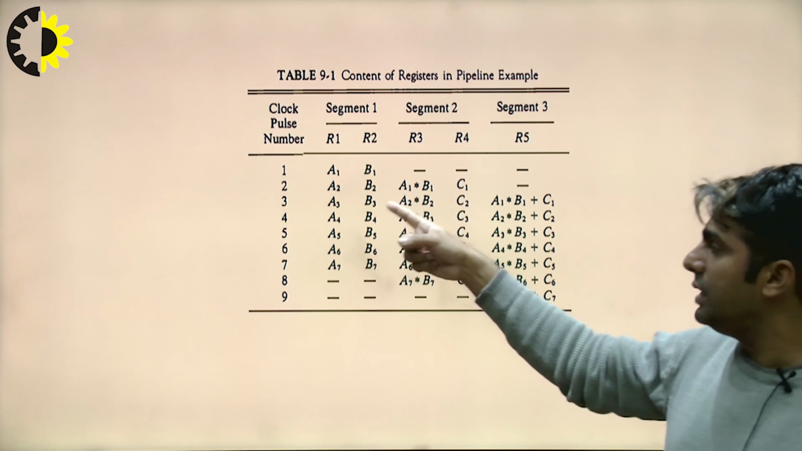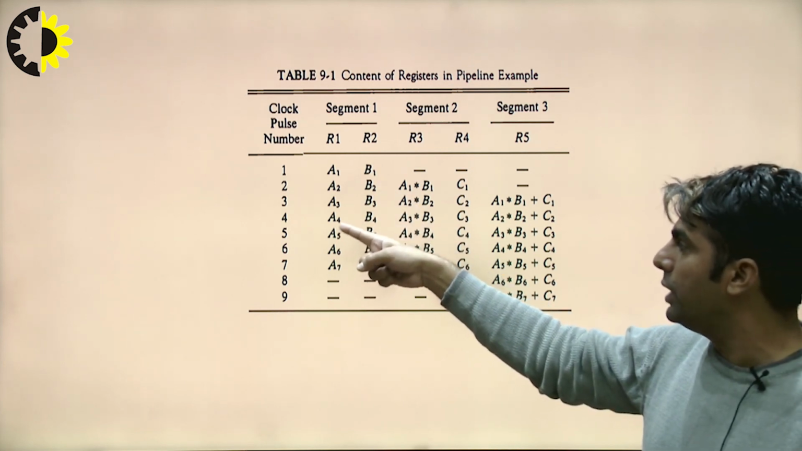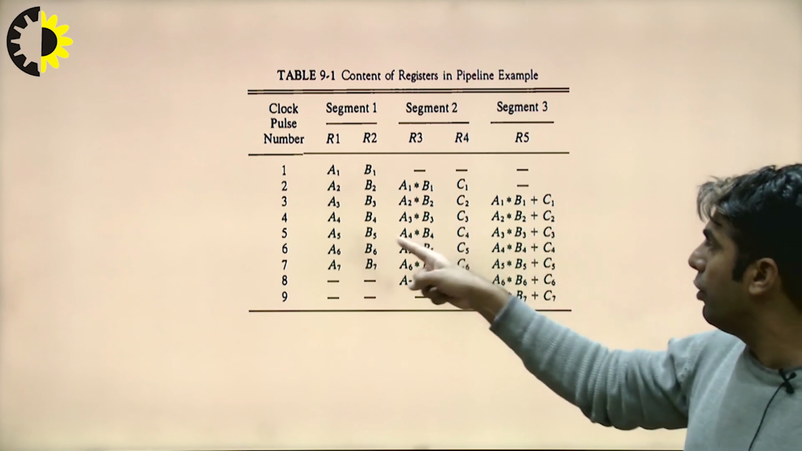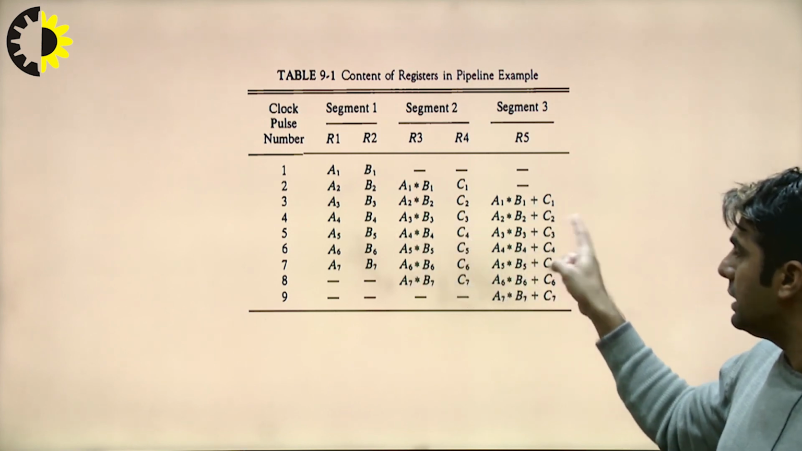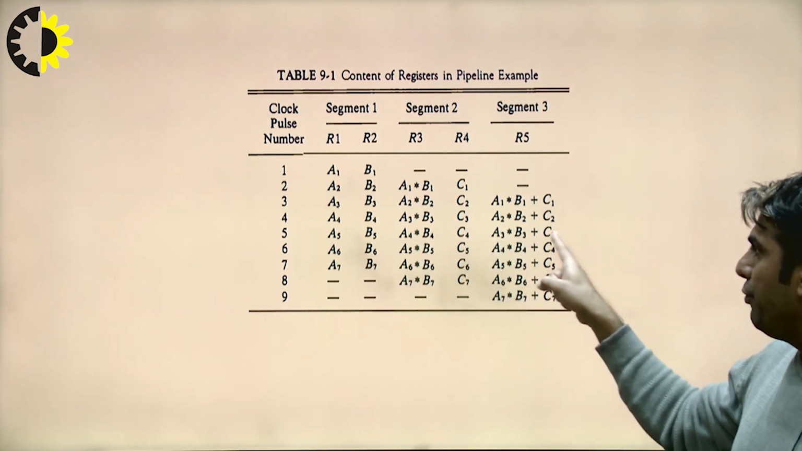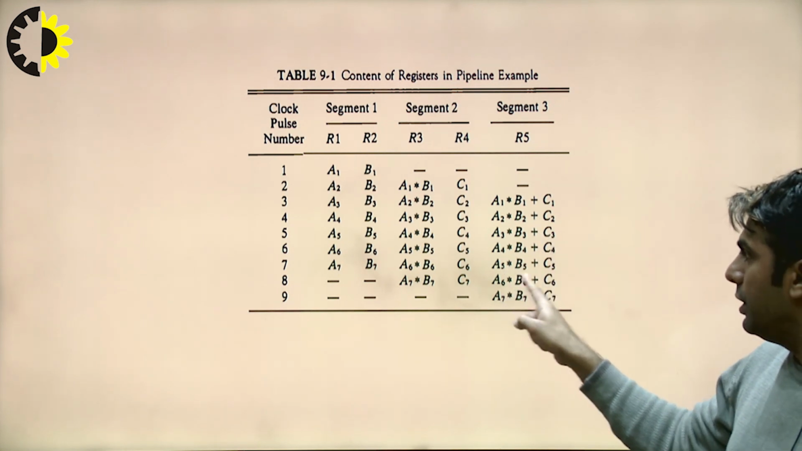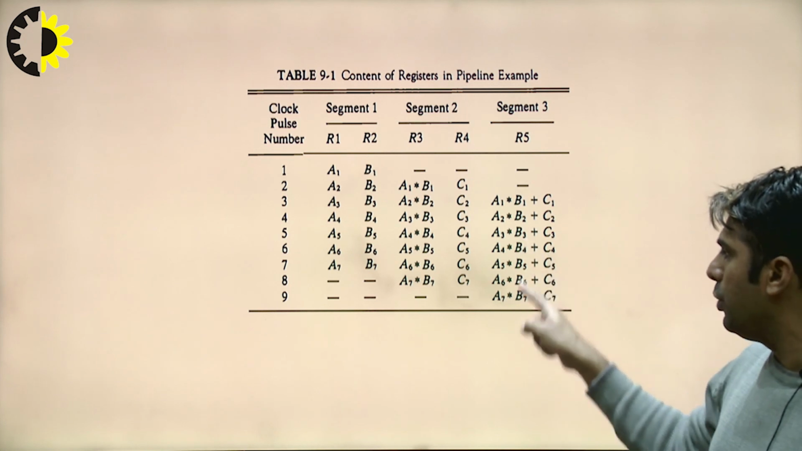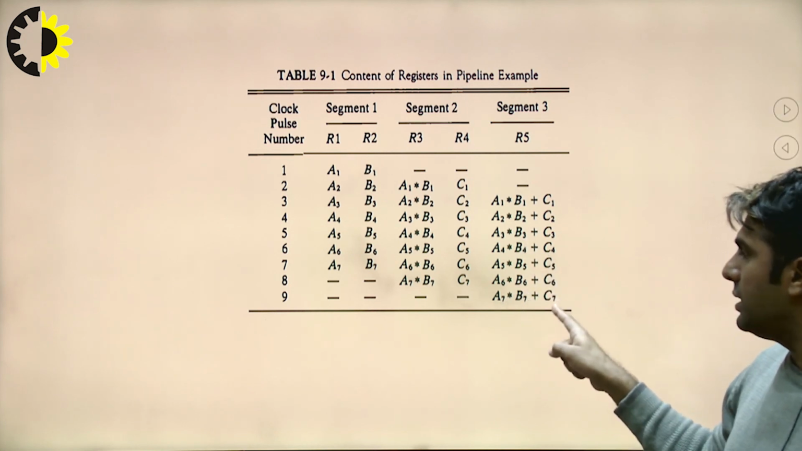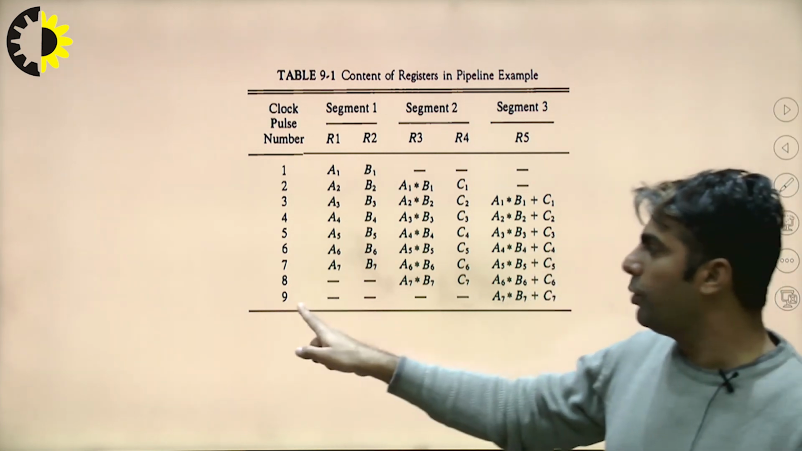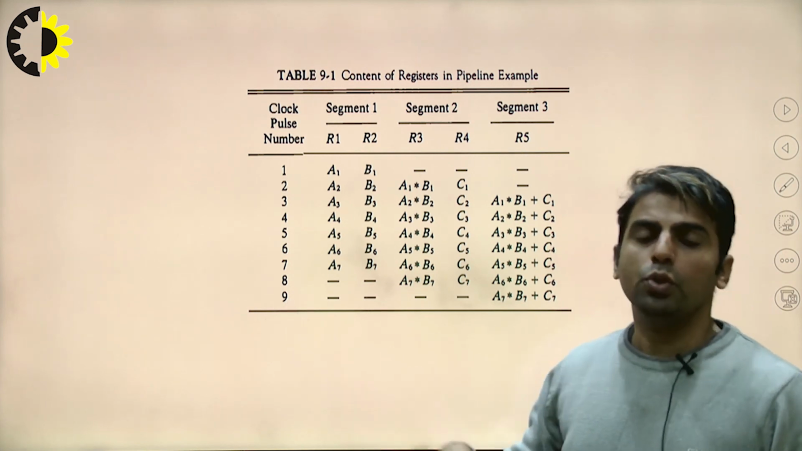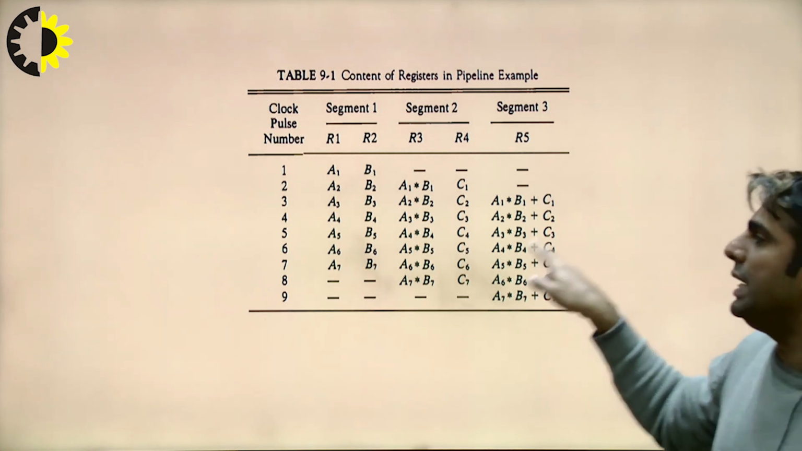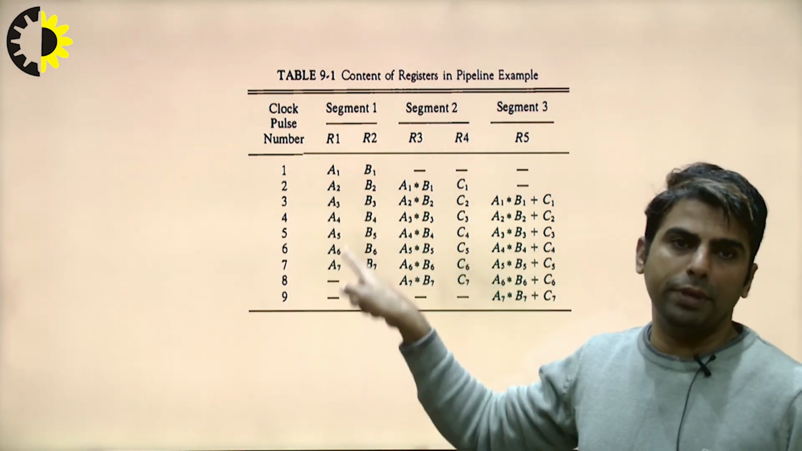Then see the fourth clock pulse, we get the multiplication of this. Then on the 5th we get A3 B3 plus C3, on the 6th A4 B4 plus C4, and on the 7th we have A5 B5 plus C5. Finally you get A7 B7 plus C7 on clock pulse number 9. So to do these 7 operations as we were supposed to do, we need a total of 9 clock pulses.